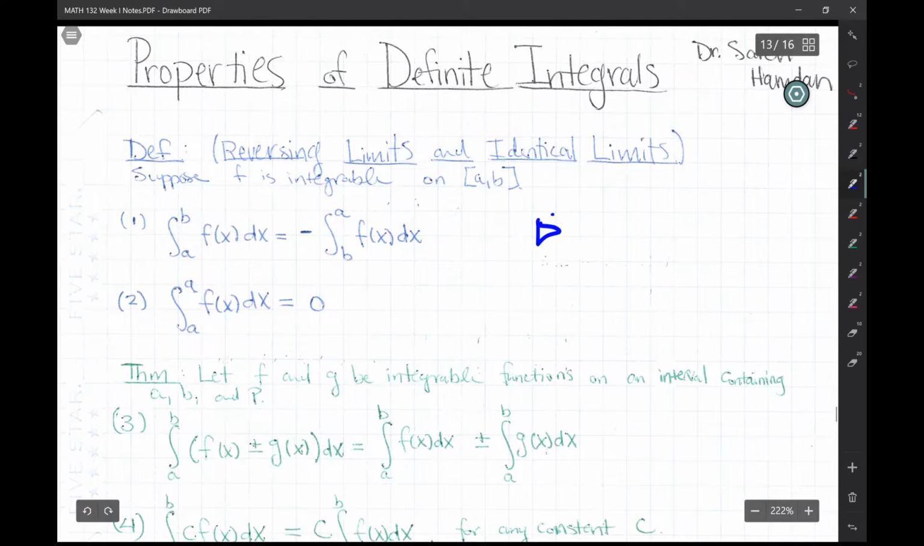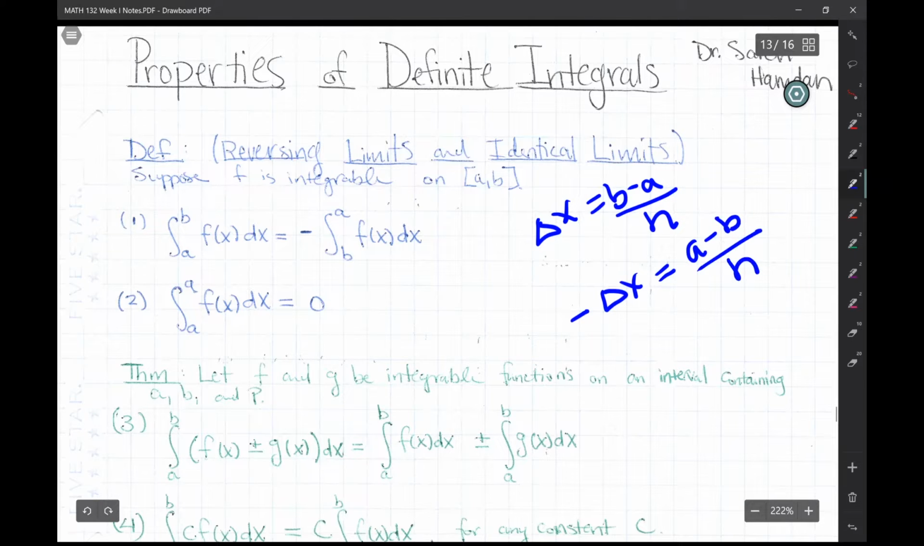Previously we've seen how delta x is equal to b minus a over n if you divide it into n subintervals. Well, if you flip that around, you get a minus b. So it's sort of flipping them. There is a good reason to do it, but it's not a theorem. It's a definition. So it is useful, but it's a definition.